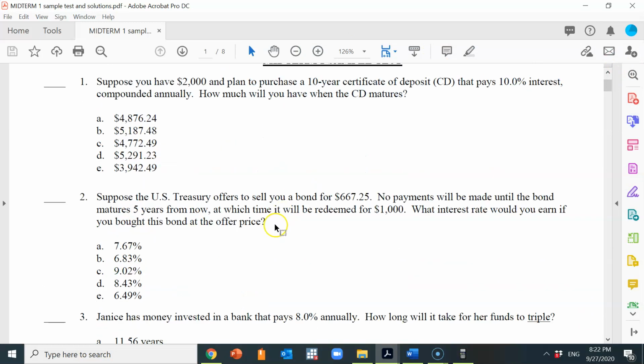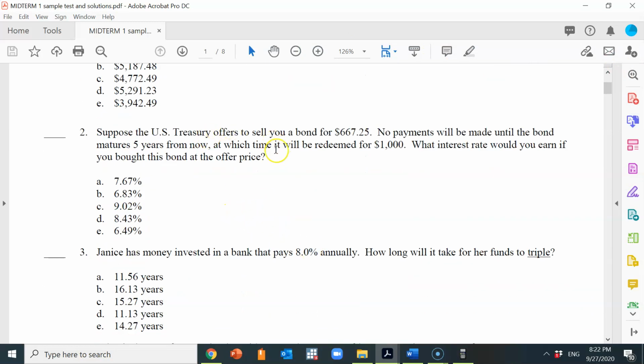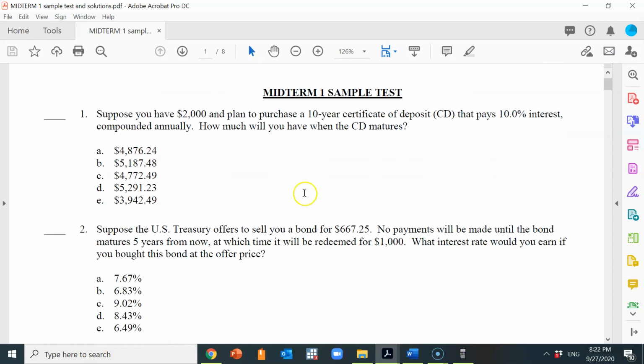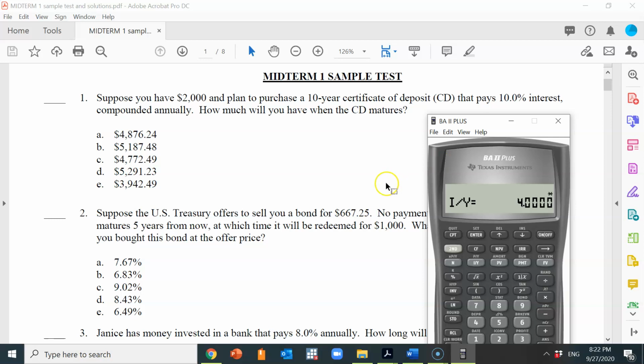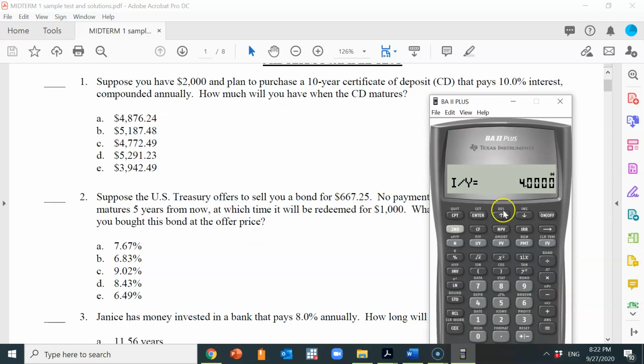Okay, let's look at question 2 here. Suppose the U.S. Treasury offers to... before we move on to question 2, let me show you how to work on this question 1 using our financial calculator. I can just input negative 2000 as PV, 0 as payments, 10 as N, and 10 as I. Compute for FV. We get option B here.